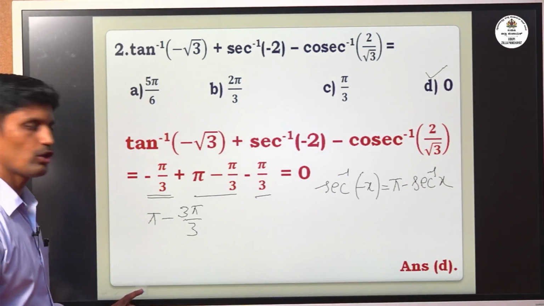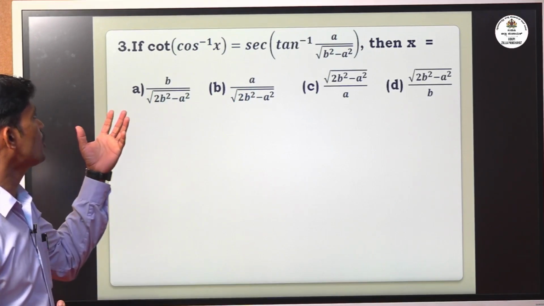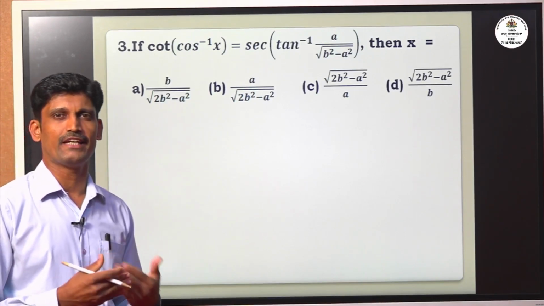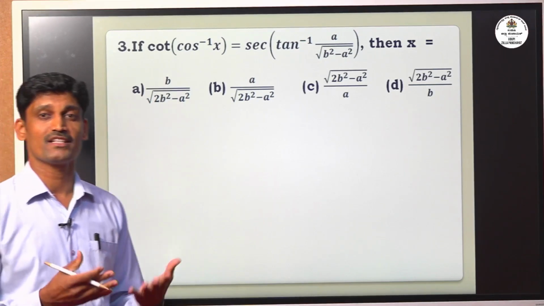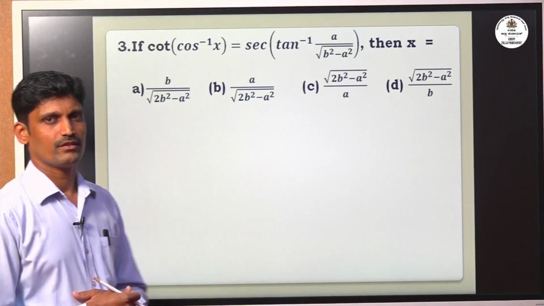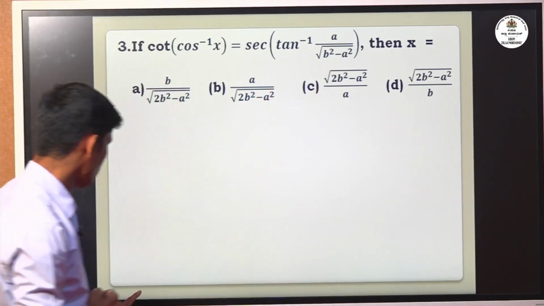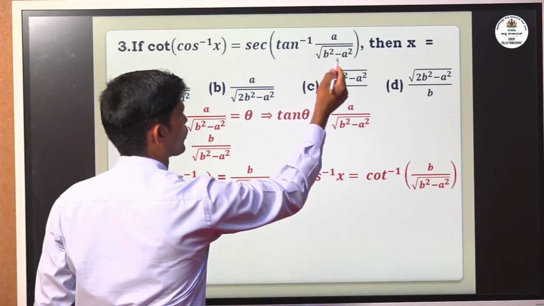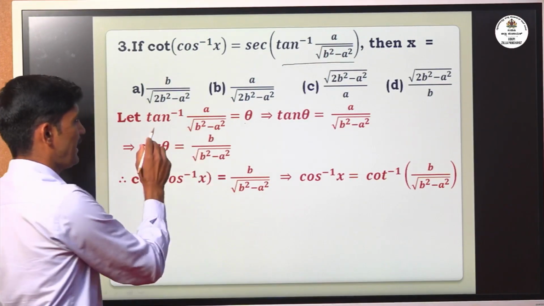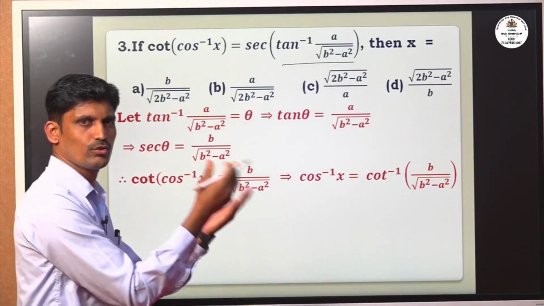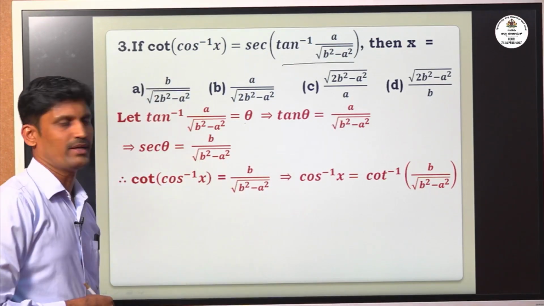Then these are all direct simple questions. Then this is: if cot of cos inverse x equals secant of tan inverse of a by root of b square minus a square, then what is the value of x? Here you have to be careful to decide the value of x. First let us define this tan inverse of a by root of b square minus a square as some angle, say theta. Then tan theta becomes a by root of b square minus a square.